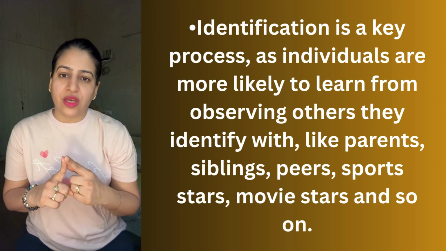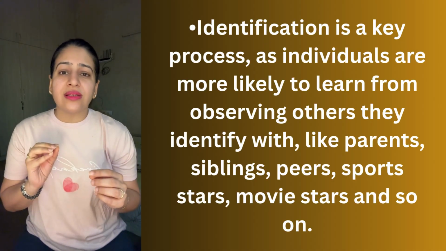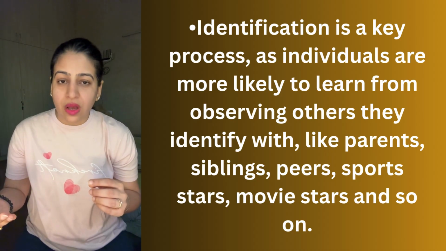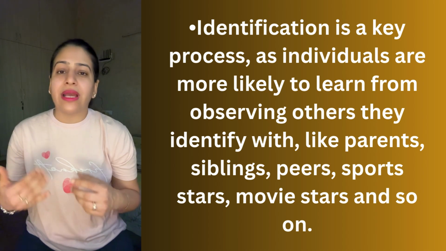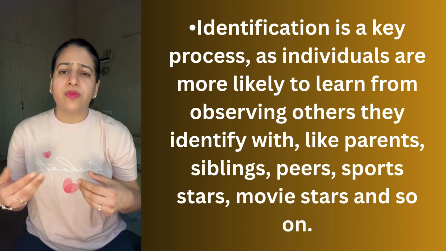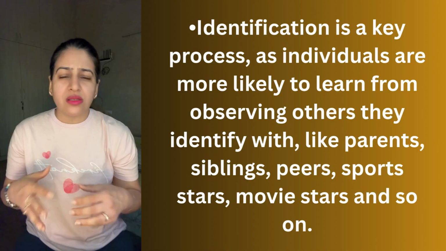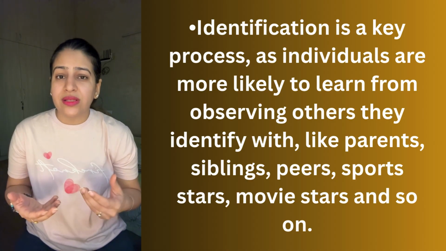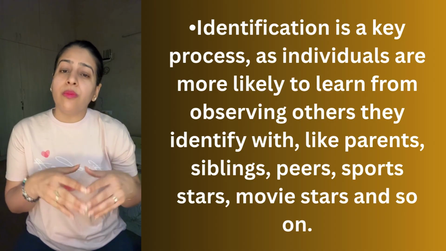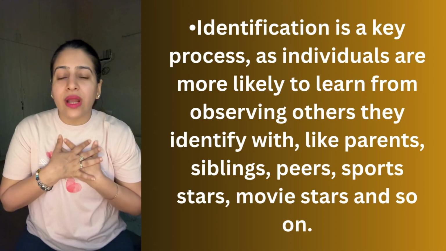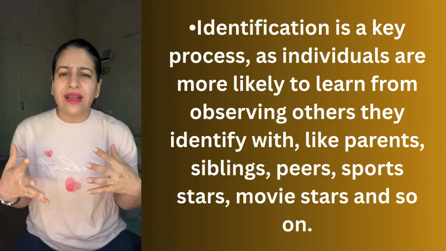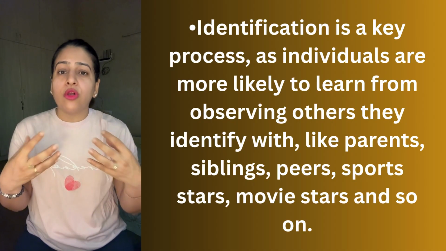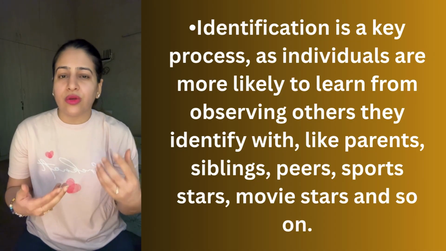First is identification. What is identification? It is a key process, as individuals are more likely to learn from observing others they identify with, like parents, siblings, peers, sports stars, movie stars, and so on. So with whoever you relate yourself to or are influenced by, you are likely to learn more from them. For example, I idolize my father. He is non-violent, very calm. So I am going to learn more from him. I am also going to become more calm, like that person.